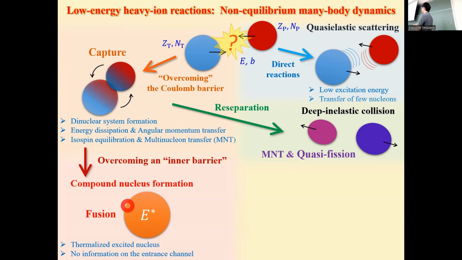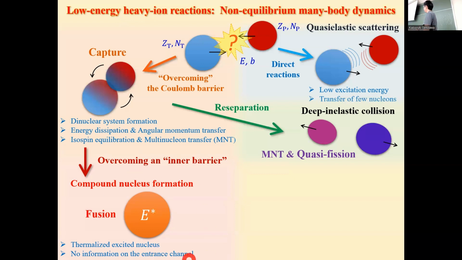So in other words, we can change the projectile and target nuclei, but keep the same total number of protons and neutrons. In such a case, you can get the same compound nucleus with a different projectile and target, assuming that the information of the entrance channel is lost.